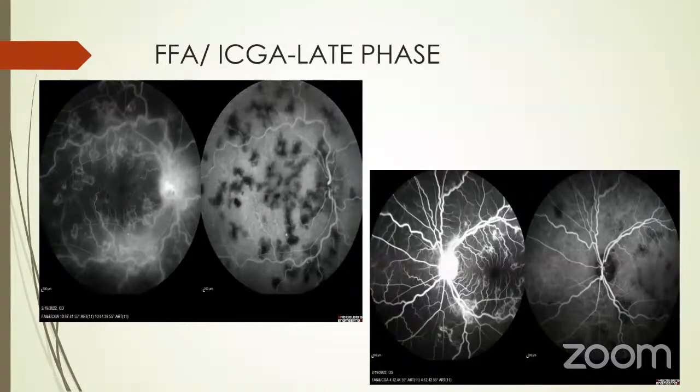In the late phase, there was diffuse disc staining, as we can see, the hot disc. The patches which were hypofluorescent now show some hyperfluorescent margins, whereas the lesions continue to be hypofluorescent on ICGA in the right and in the left eye.